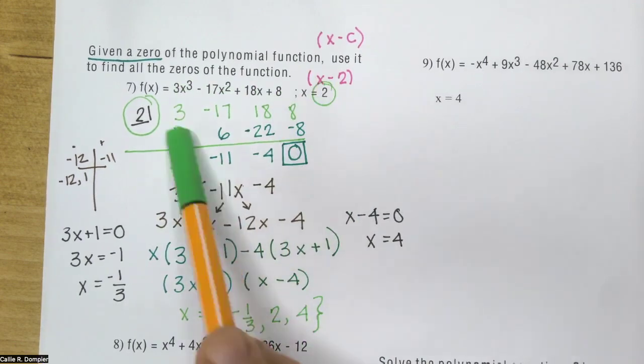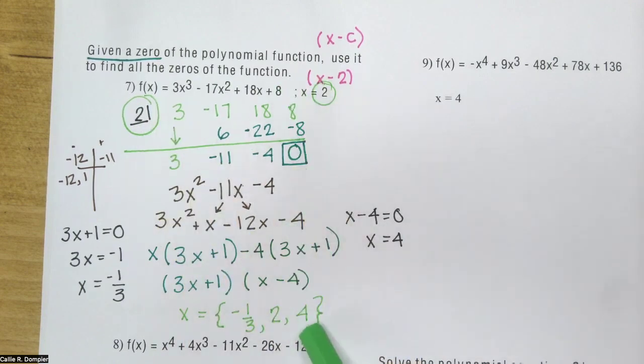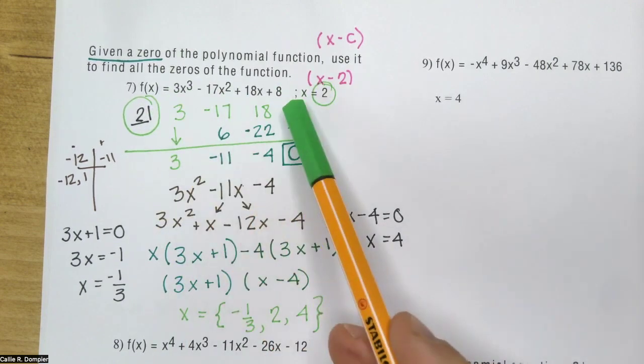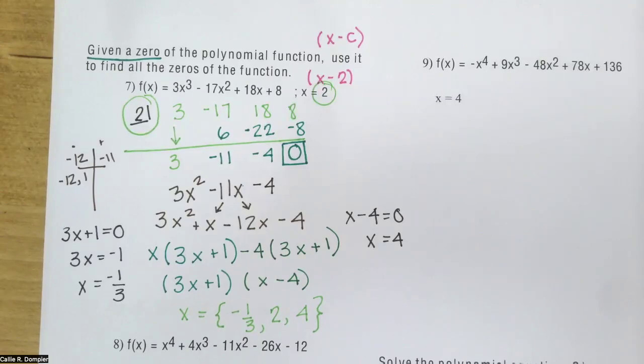If you put in 2 for x, your answer would be 0. If you put in 4 for x, the answer to all of this would be 0. That's what we're doing, okay? All right, let's move on to number 8.